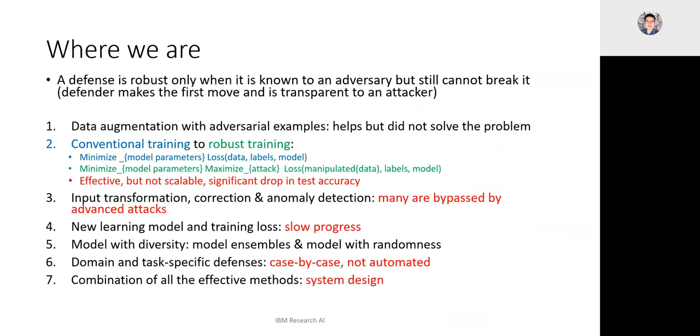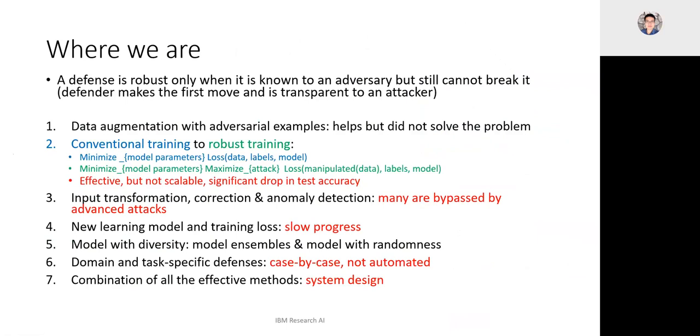So there are several attempts for defenses. For example, data augmentation: try to augment with adversarial examples to retrain your model. It helps, but did not truly solve the problem. And there are ways to improve the model robustness, for example, by changing the conventional model training from minimization to minimax training. Basically, it's called robust training.